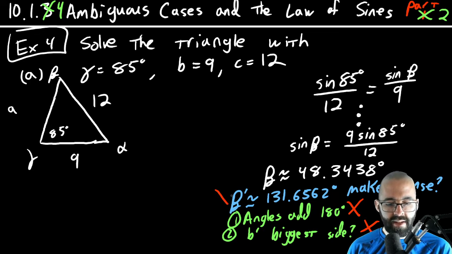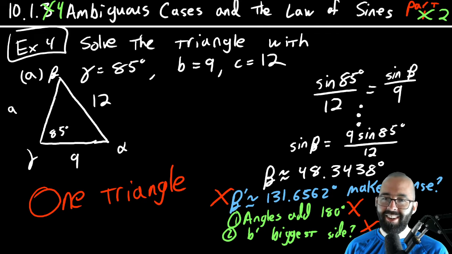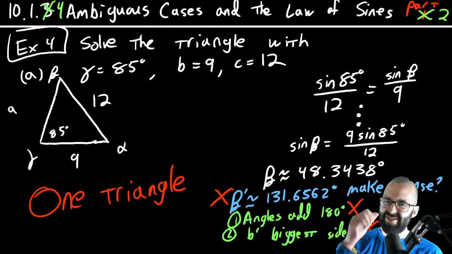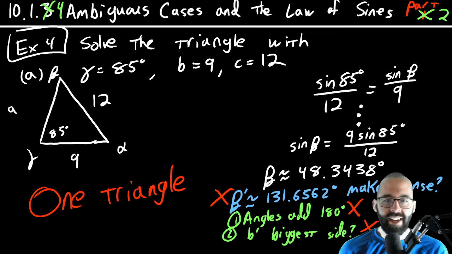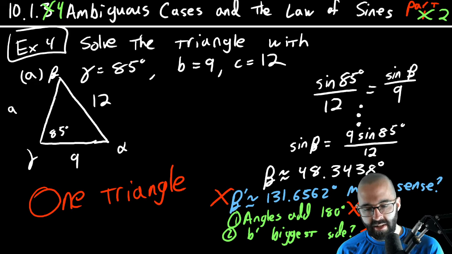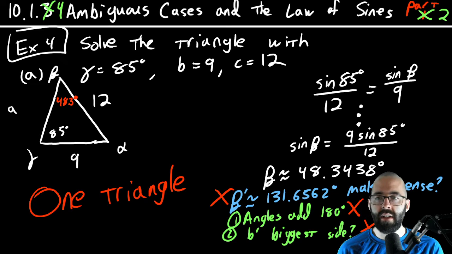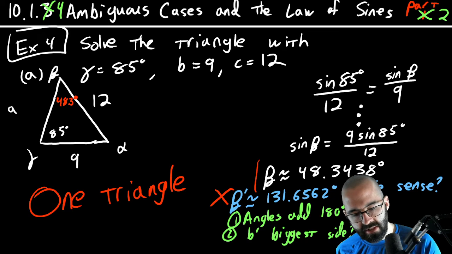Does B prime make sense? There's only one triangle here. Woo! We like to see this. Okay, so we don't have to worry about solving two triangles. That's nice. So beta is 48.3 about, like so. This is part of our answer.